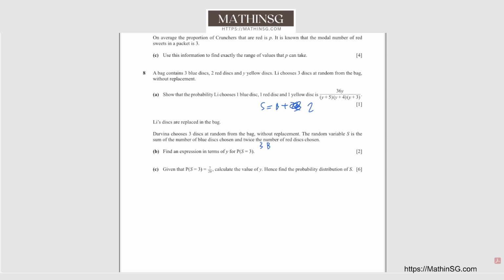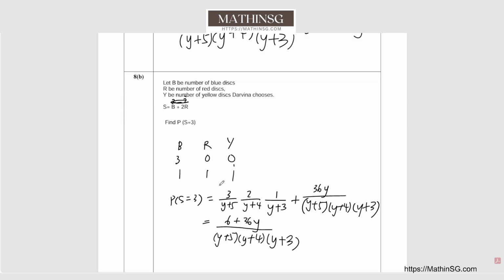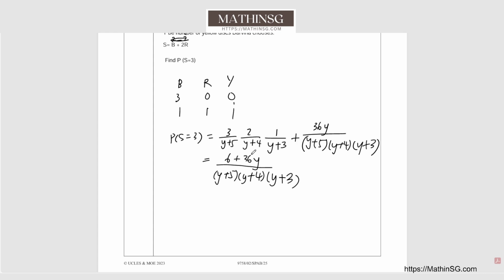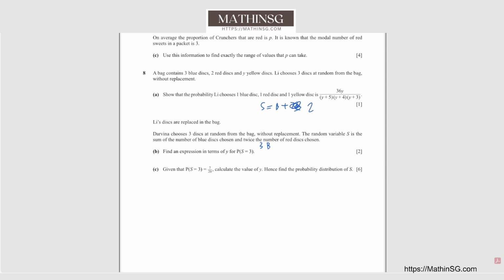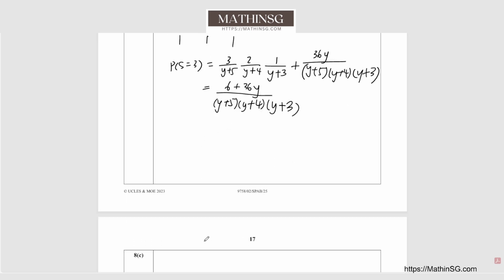Now moving on to part C, we are given that when S is equal to 3, the probability is 7 over 20. So we are asked to calculate the value of y. So we are going to equate this expression here, 6 plus 36y over (y plus 5)(y plus 4)(y plus 3), to be equal to 7 over 20. Okay, so let's do that first.